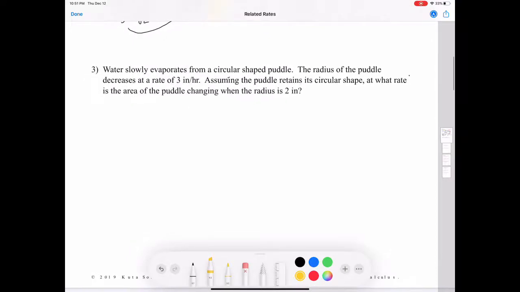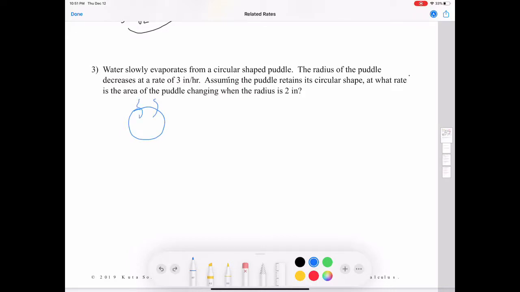Water is evaporating slowly in a circular shaped puddle. Here's my circular shaped puddle. We use blue here. See? Let's do more circular shape. Circular puddle, and it's evaporating.